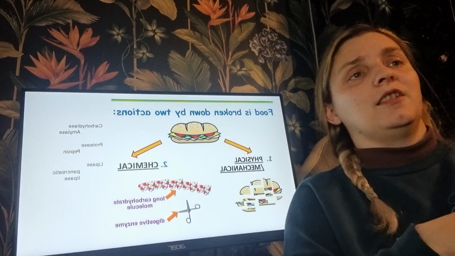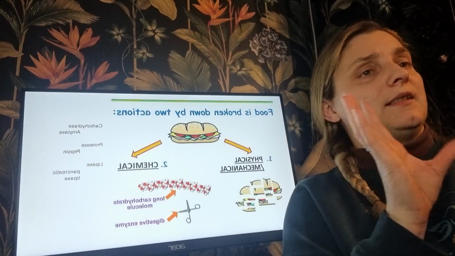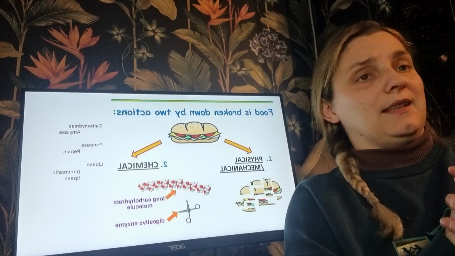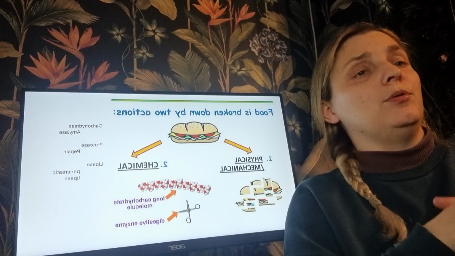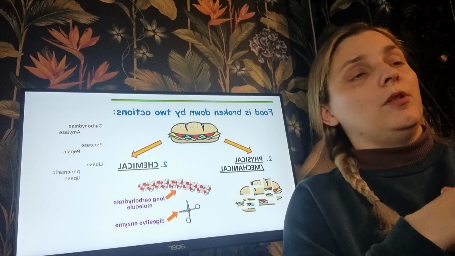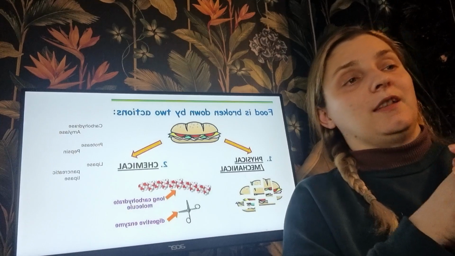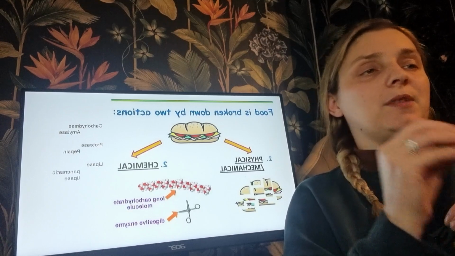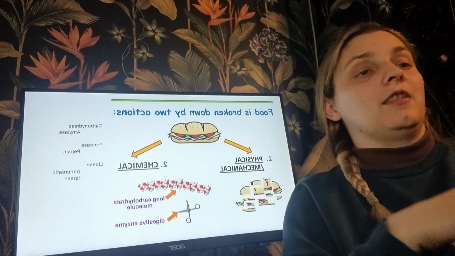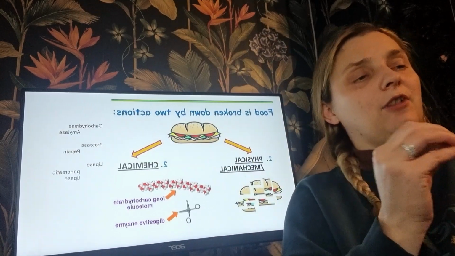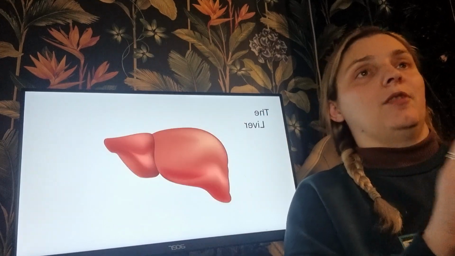Enzymes are categorized as carbohydrases, produced by salivary glands, the pancreas, and the small intestine. Amylase, for example, helps break down starch into simple sugar molecules. The stomach, pancreas, and small intestine produce proteases. Pepsin, for example, breaks down proteins into peptides and amino acids. Lipases are produced in the pancreas and the small intestine. Pancreatic lipase breaks down fat into fatty acids and glycerol.